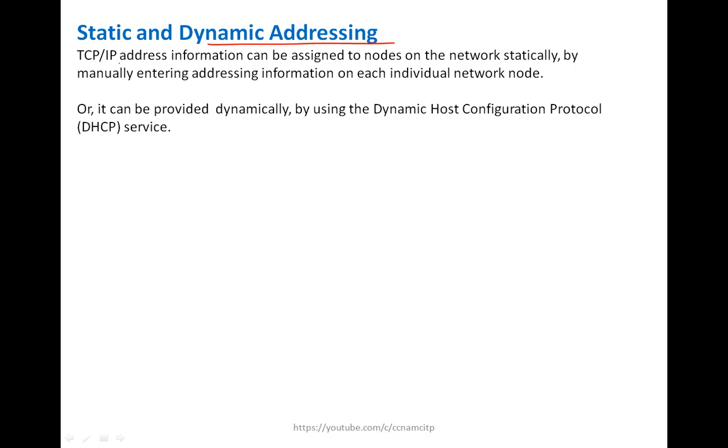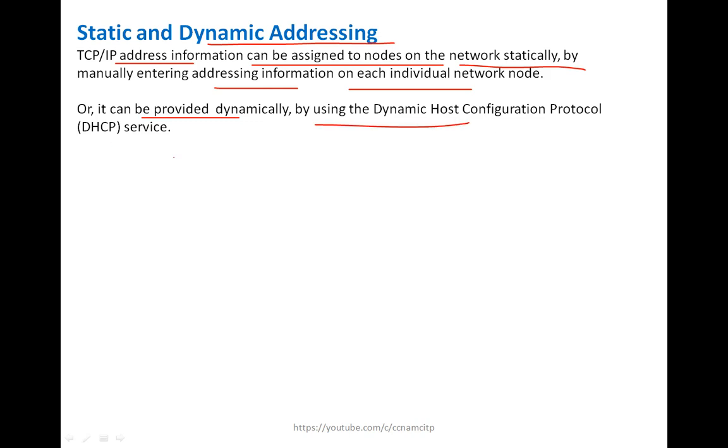So the very first one is that TCP/IP address information can be assigned to a node on the network statically by manually entering addressing information on each individual network node. The meaning is very simple. I'm talking about the static, so it is done by the administrator. They will have to assign the IP address system by system or node by node manually. They need to go to that specific system and assign the specific IP address. That is known as a static IP address. Or it can be provided dynamically. So what does it mean by dynamically? Dynamically means by using Dynamic Host Configuration Protocol, which is also known as DHCP.